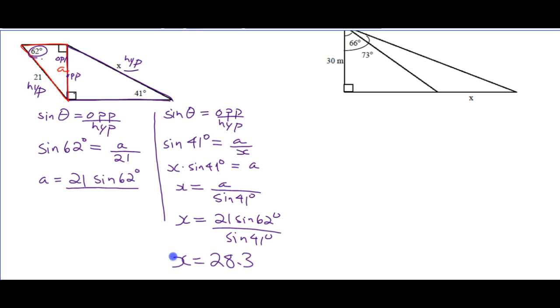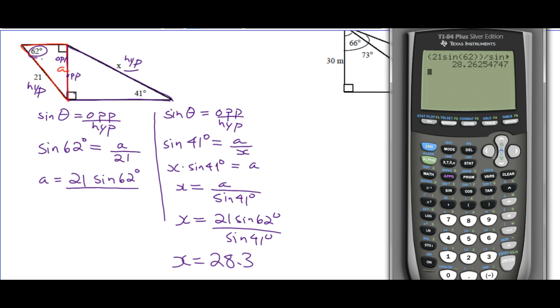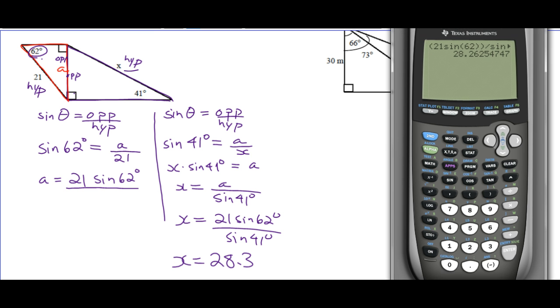Okay, now, here's where you can go wrong in this. Here's the mistake people make: they'll work out a, right? So they'll go, okay, a is 21 sine 62, close that, hit enter, right? Look at 18.5. Then they'll write this down as 18.5. And then they'll use 18.5 over here, right? So they'll go 18.5 divided by sine 41, hit enter, and get 28.2. And you're going to be wrong, okay?